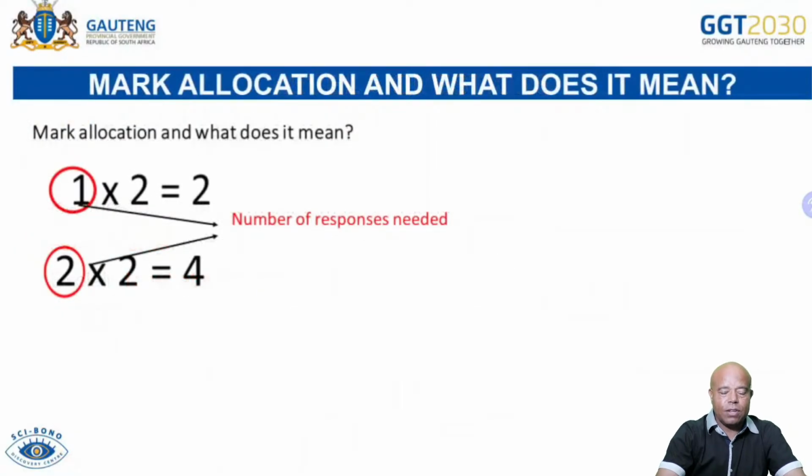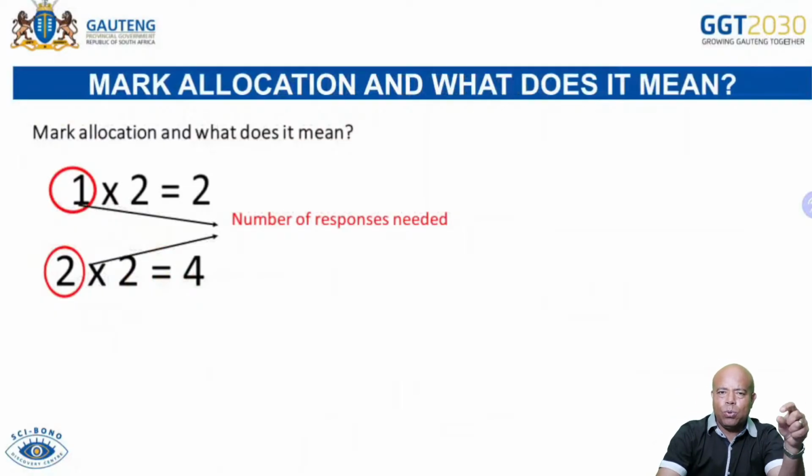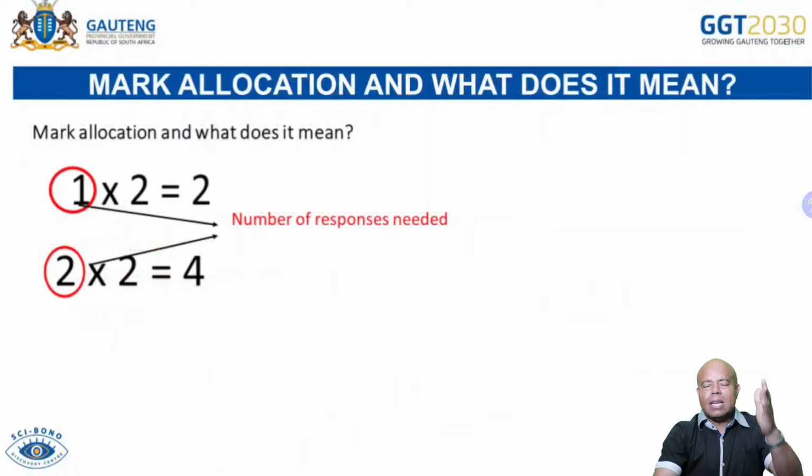But let's go further into this now. Remember, the question is posed, but the other important point for you in order to answer this question correctly is by understanding the mark allocation basically. So the number in front indicates to us the amount of answers you must provide. And on the screen, you can see it says the amount of responses that is needed basically. So you can see the first number that is circled in red is the number of answers you must provide.